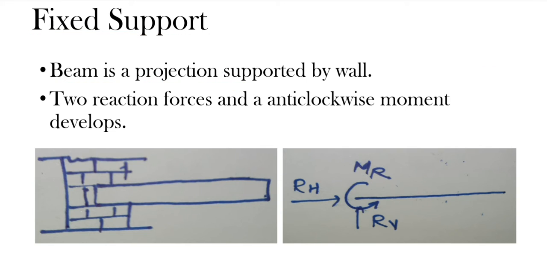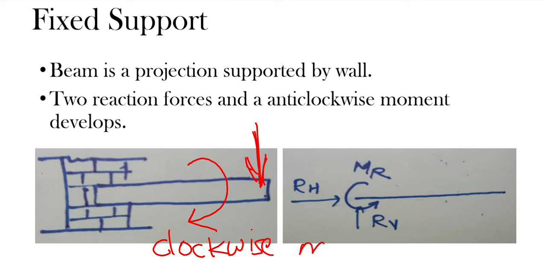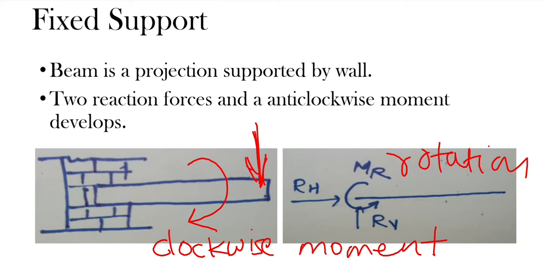And if this is the beam, then the beam will move in a downward direction due to the self weight. So it will create a clockwise moment. It will be creating a rotation. This is how a beam can create a rotation. So in a clockwise direction it will create a moment.